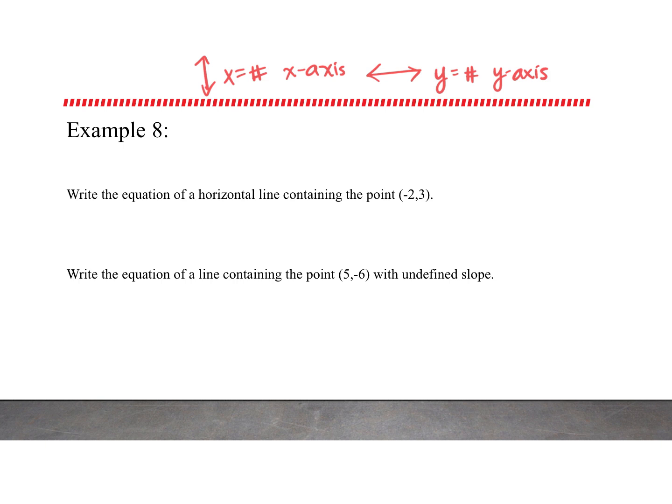So for example 8, we really have two questions here. The first one says, write the equation of a horizontal line. So mentally you should think, what does a horizontal line look like? I know it's going to be y equals. And then it's containing the point (-2, 3). So all we need from here is that y value from the ordered pair to create our equation.